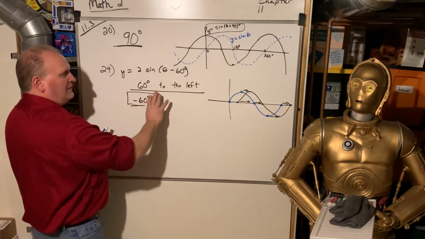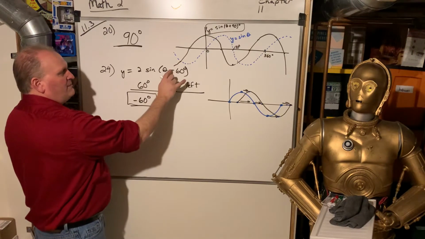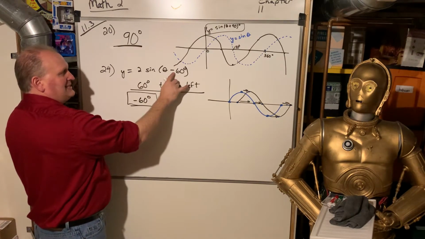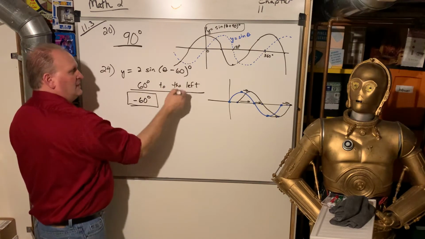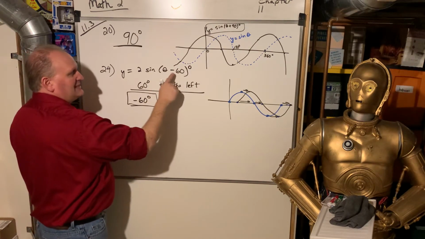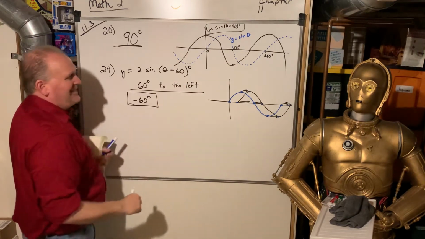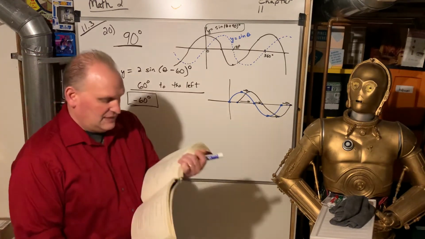I don't like either one of these going with this. I want you to memorize that when it's minus 60 inside of that parentheses, you're actually moving it 60 degrees to the right, not 60 degrees to the left. Okay.